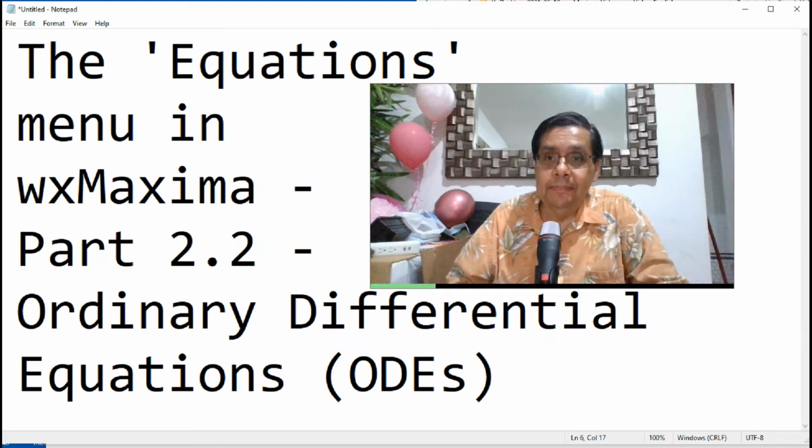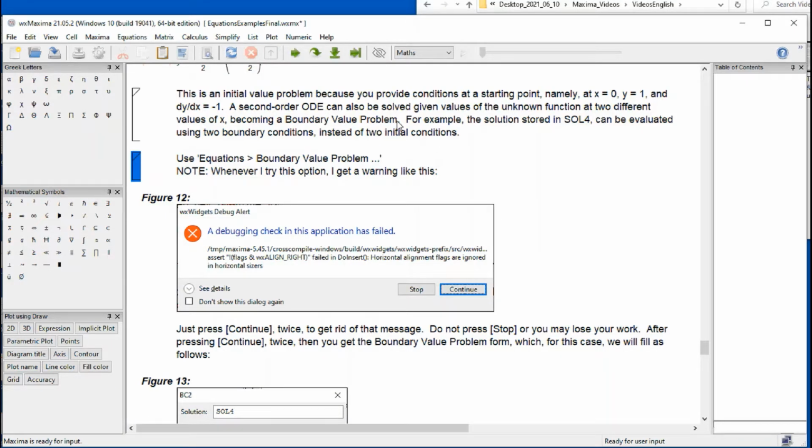Here we go. But the second order ODE can be solved given values of the unknown function at two different values of x, which turns into a boundary value problem. Now, when you try to trigger the boundary value problem, for some reason, there seems to be a bug.